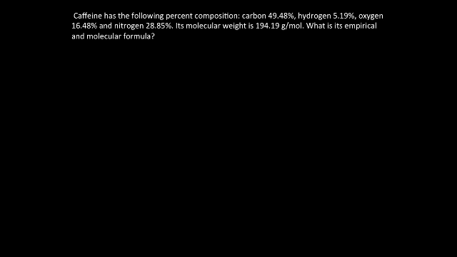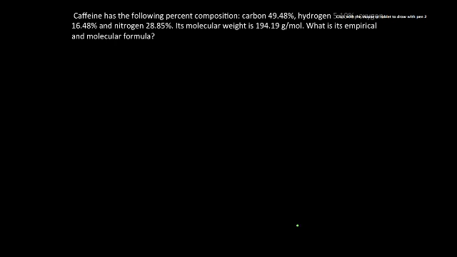Let's take this for example. We have caffeine, and caffeine has the following percentage composition. It's got 49.48% carbon, 5.19% hydrogen, 16.48% oxygen, and 28.85% nitrogen. Its molecular weight is 194.19 grams per mole. This problem is asking not only for you to solve for the empirical formula, but now to also solve for the molecular formula. Let's go ahead and get started.